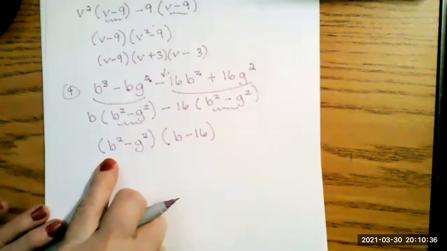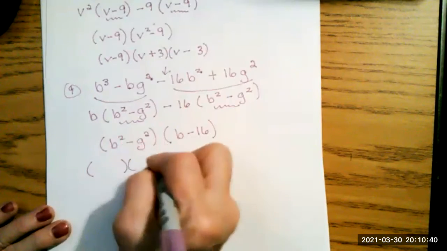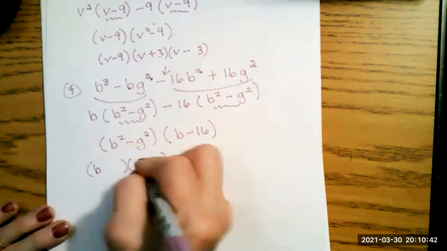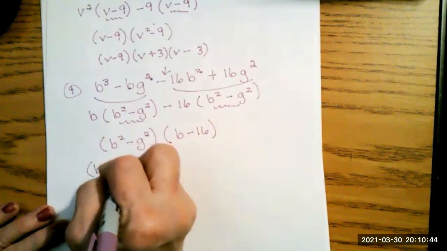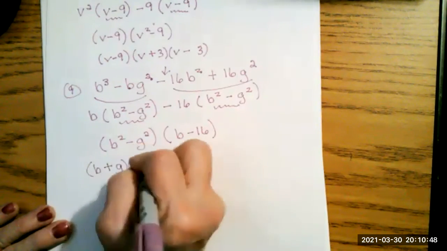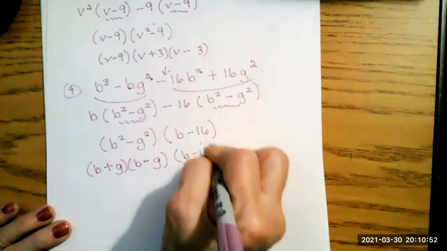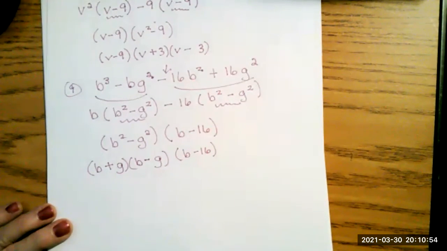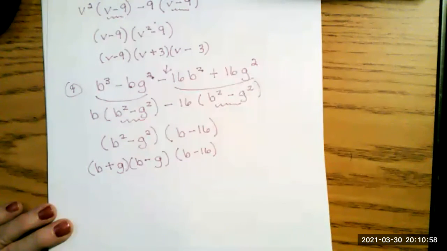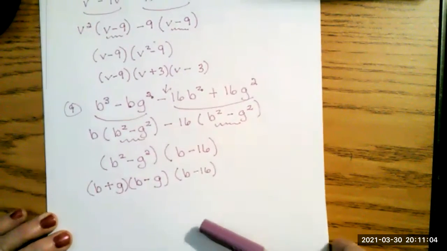Now b squared minus g squared is a difference of 2 squares. So you can have b and g and 1 plus and 1 minus. And then you have your b minus 16 over here. See how that works? Yes, ma'am. Okay.